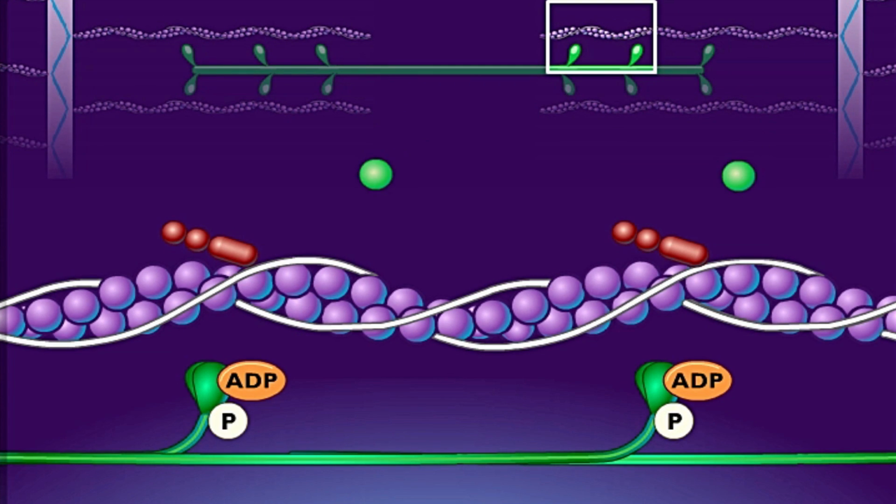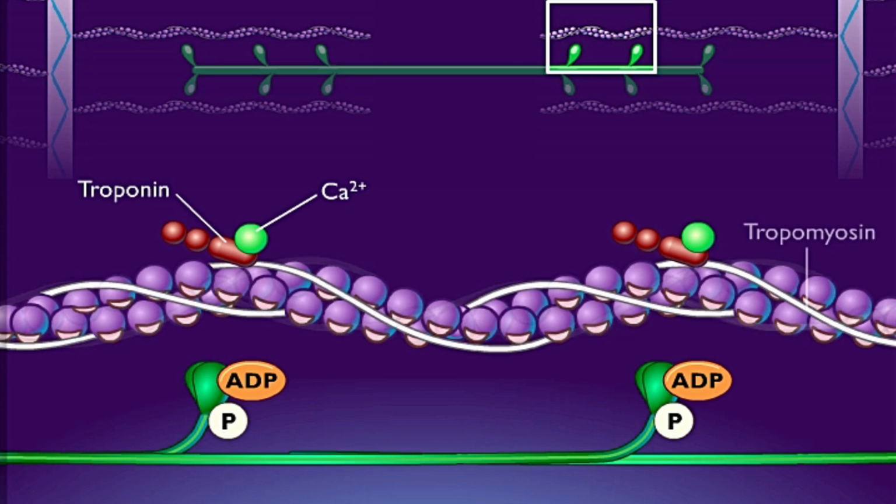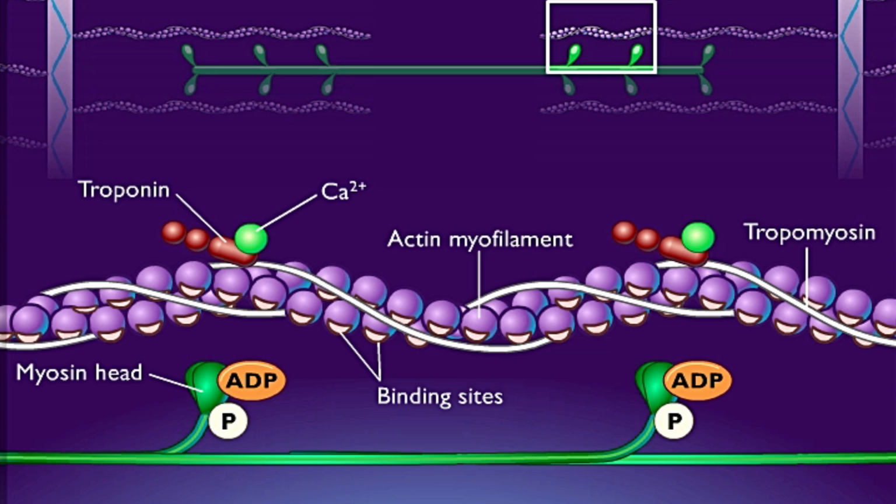During contraction of a muscle, calcium ions bind to troponin. This moves tropomyosin out of the way and uncovers binding sites for myosin on the actin myofilaments. ADP and phosphate are attached to the myosin head from the previous cycle of movement.